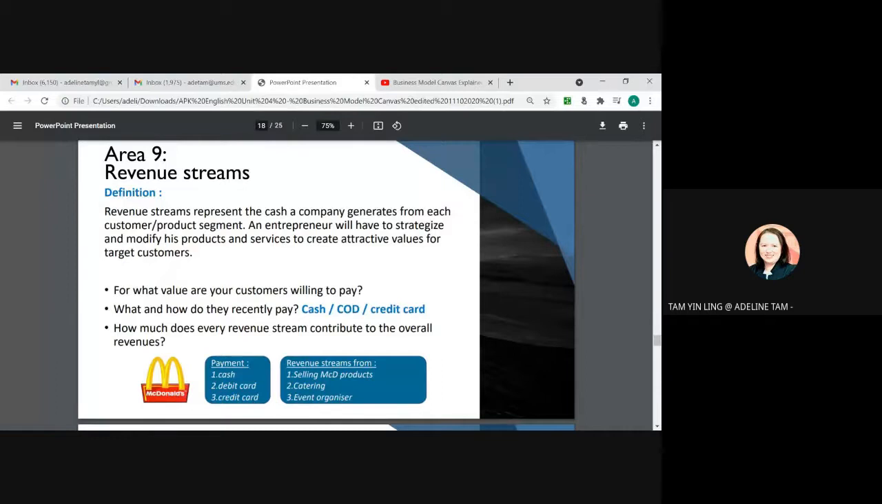And next, how do they pay? Cash on delivery, credit card, or e-wallet. Okay, whatever type of e-wallet that you can pay through. So how much does every revenue stream contribute?